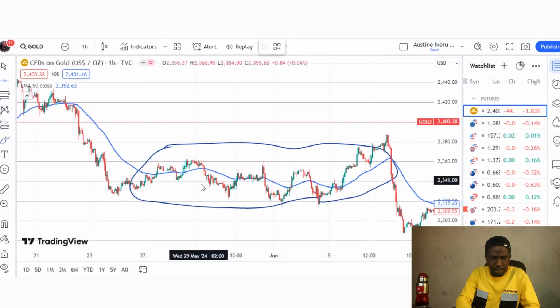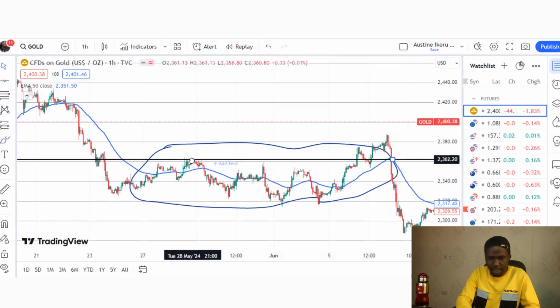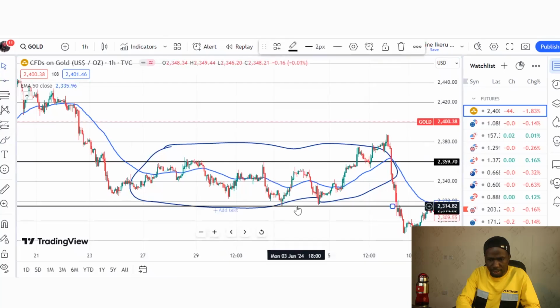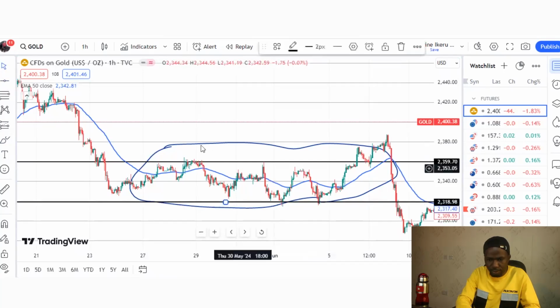So you use your horizontal line to connect the highs and then connect the lows. So at this point, the market is ranging, right? From this point to this point, the market is ranging. So when the price comes to the resistance level, the sellers push it down, and when it comes to support level, the buyers push it up.